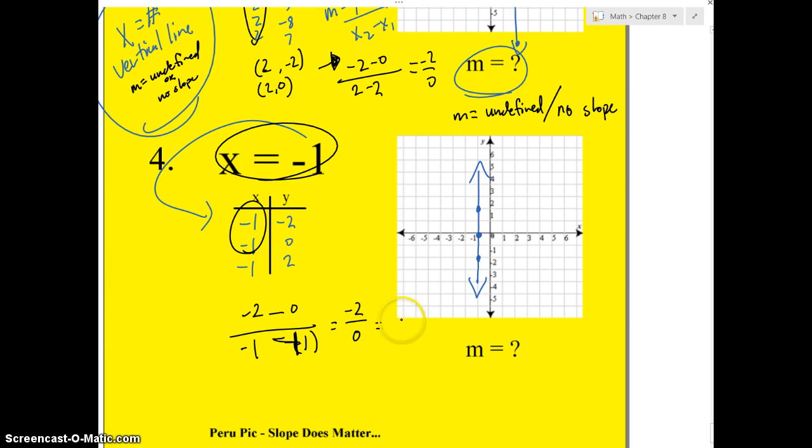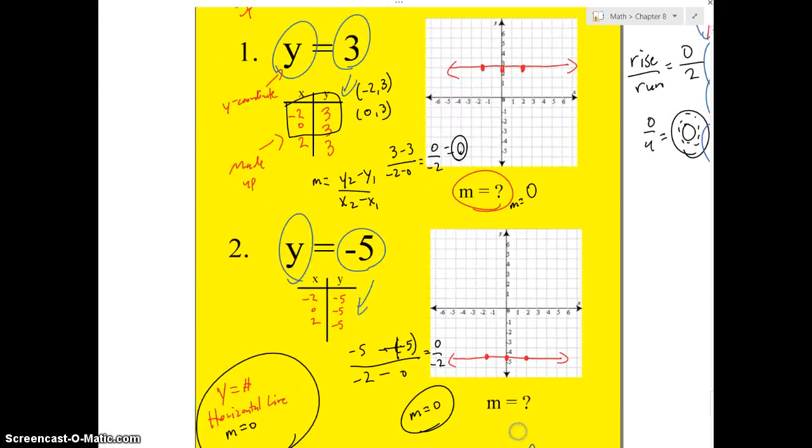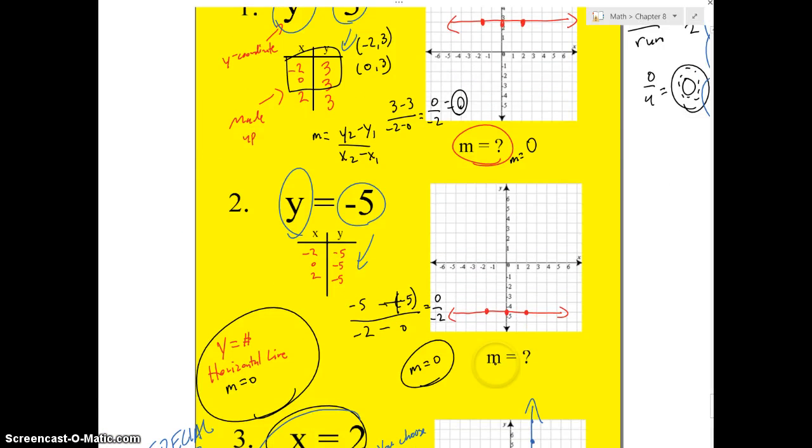Negative 2 divided by 0 is undefined. Thou shalt not divide by 0. When the 0 is on the bottom, it's undefined. So our m is undefined. Or we could say it has no slope. And yes, saying no slope is different than up here, where we said that it has a slope of 0. Those are two very different things.